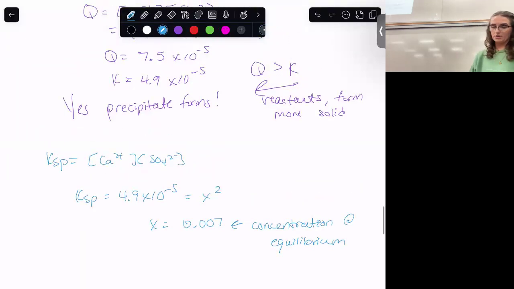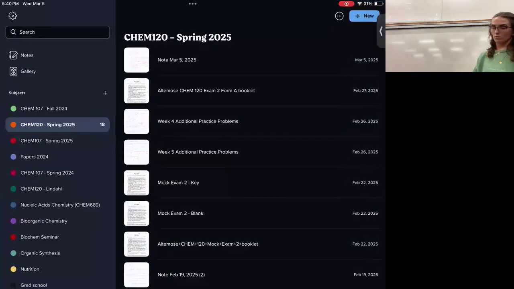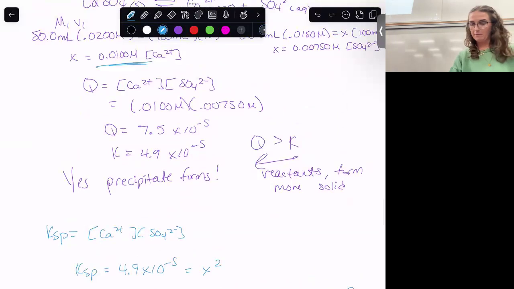When we solved our dilutions, we got 0.01 molar and we got 0.0075, right? So those are both greater than the solubility from the original Ksp. Since they're both greater, we know that it has to form more product, because we have to reduce that to get back to equilibrium. Does that make sense how you would check it?